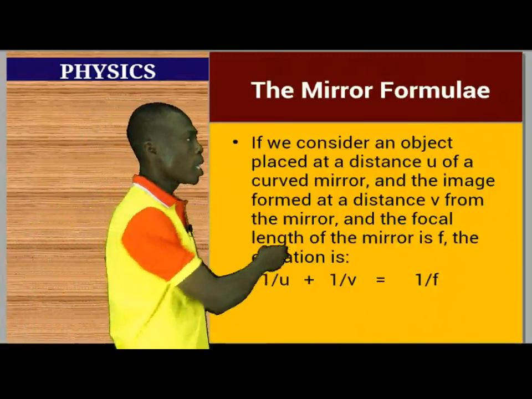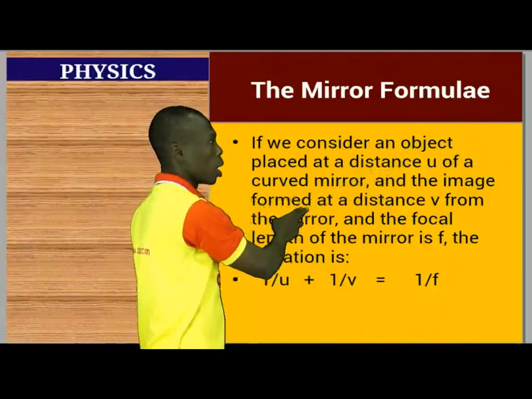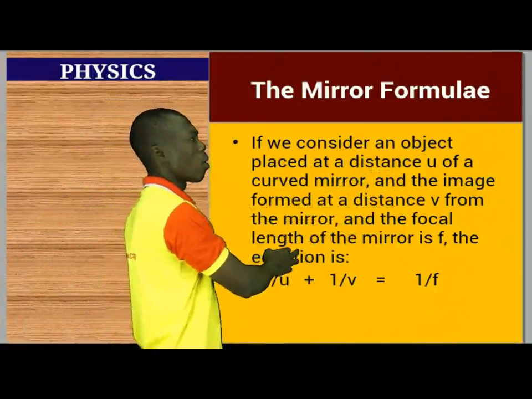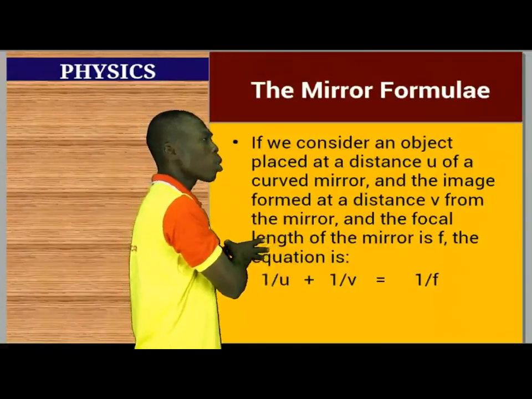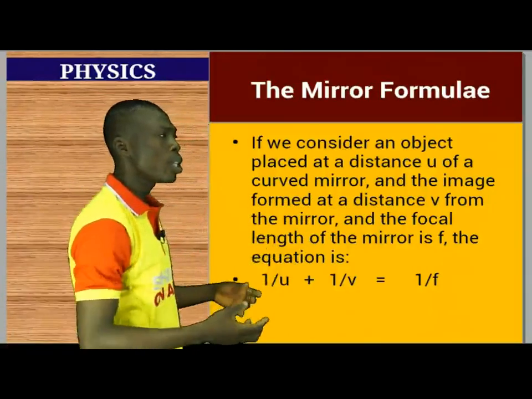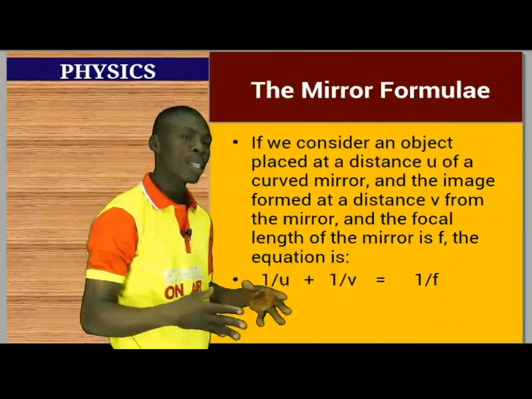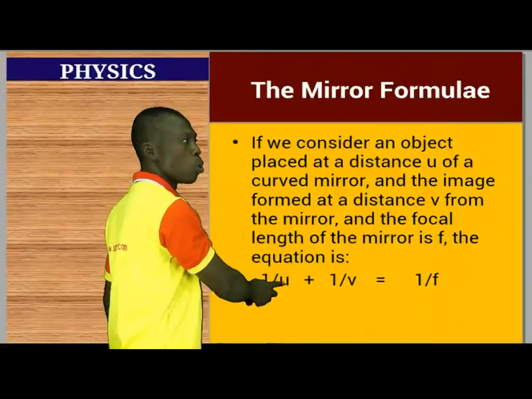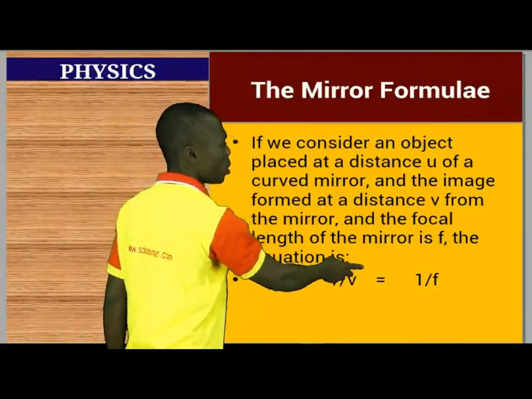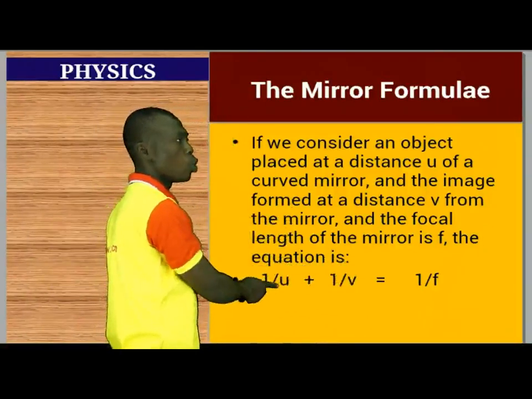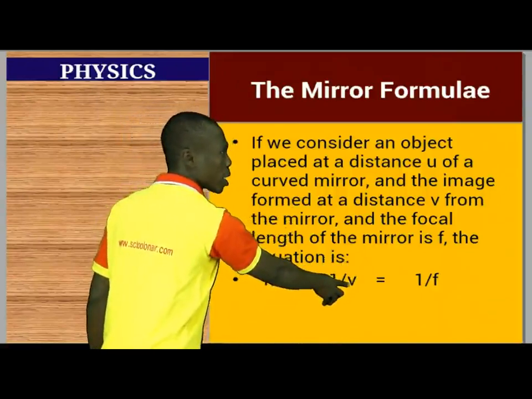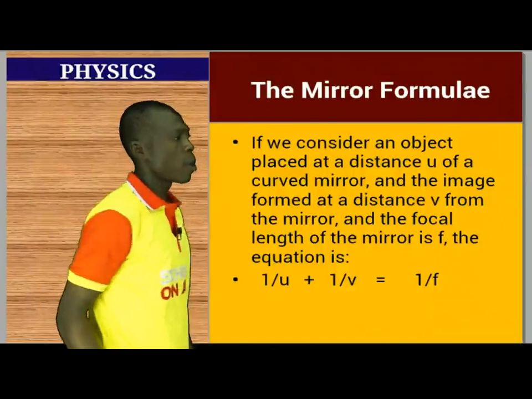Again, I say the object is placed at a distance u from the mirror, and then the image is formed at a distance v from the mirror, and the focal length of the mirror is f. The equation connecting the three of them, the relationship between the image distance, the object distance from the mirror, and the focal length of the mirror is represented by 1 over u plus 1 over v is equal to 1 over f. Keeping in mind that u is the object distance from the mirror, v is the image distance from the mirror, and f is the focal length of the mirror.